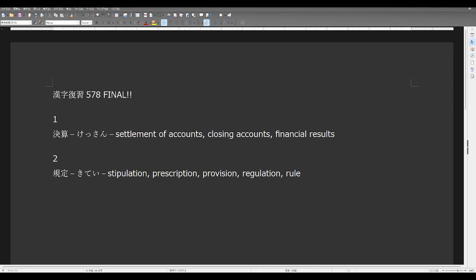We got one more day. This is the last day. This is the last day I'll be doing any of the JLPT words, or at least any of the ones in the official JLPT list.